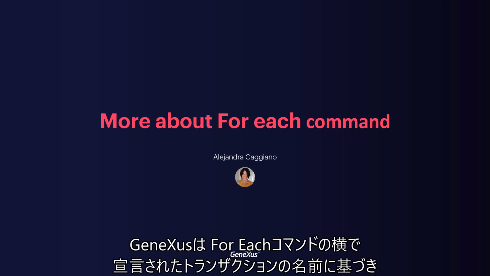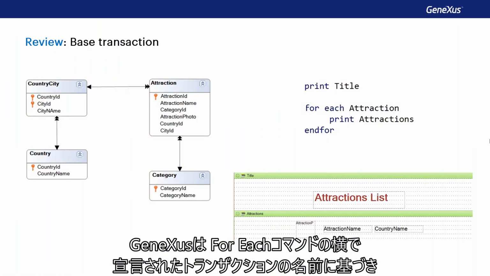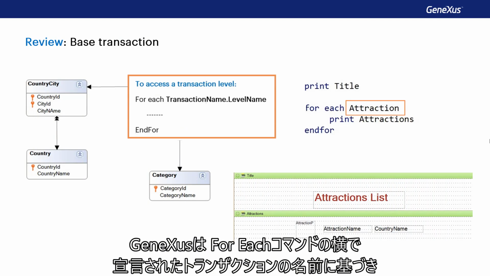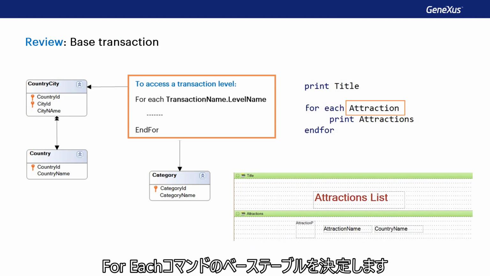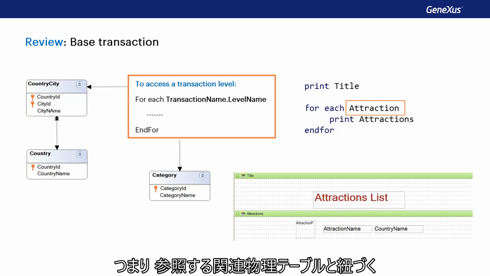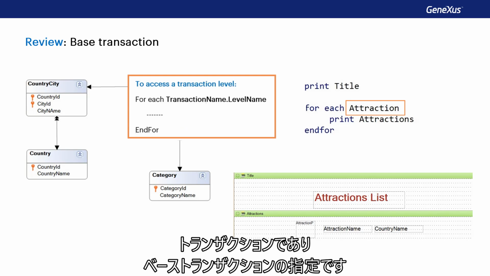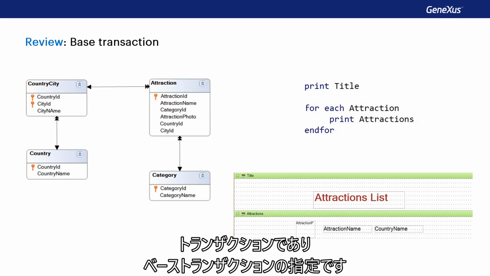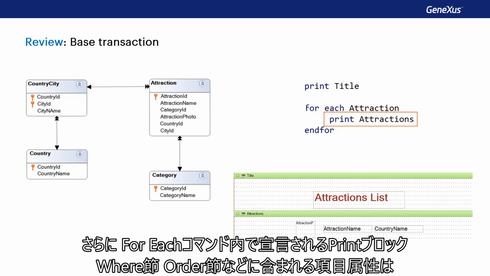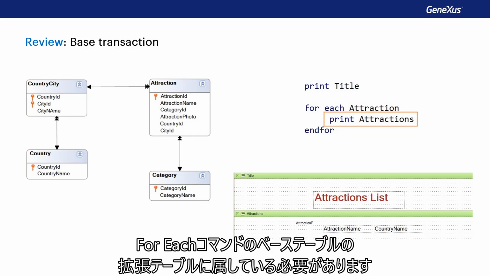Remember that GeneXus determines the base table of the forEach command, taking into account the name of the transaction that we declare next to the forEach command, which corresponds to the name of the base transaction, that is, the transaction whose associated physical table we want to run through. In addition, the attributes declared within the forEach command, whether in print blocks, where in order clauses, and so on, must belong to the extended table of the forEach command's base table.